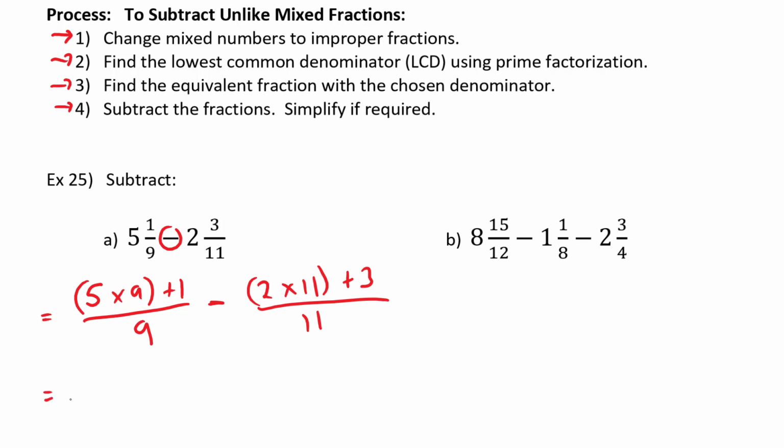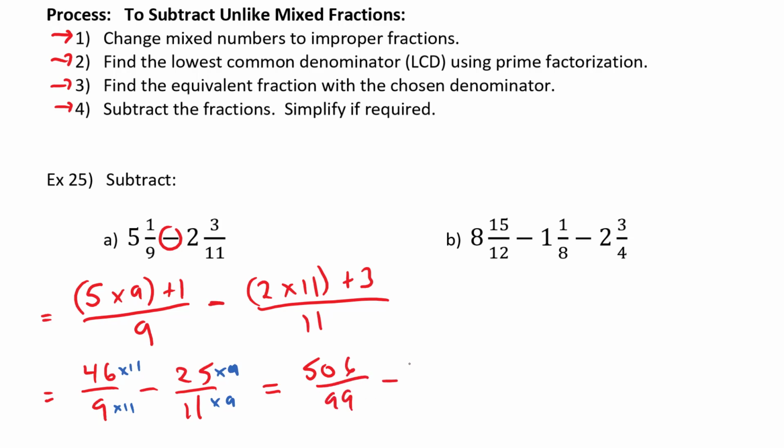We combine those together. 5 times 9 is 45 plus 1, 46 over 9. Subtract from that 2 times 11, 22 plus 3, 25 over 11. The lowest common denominator between 9 and 11 is going to be 99. Multiply this by 11. Multiply this by 9. We get 506 over 99 minus 225 over 99.